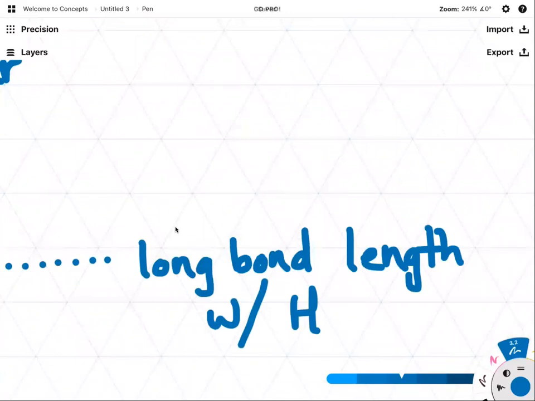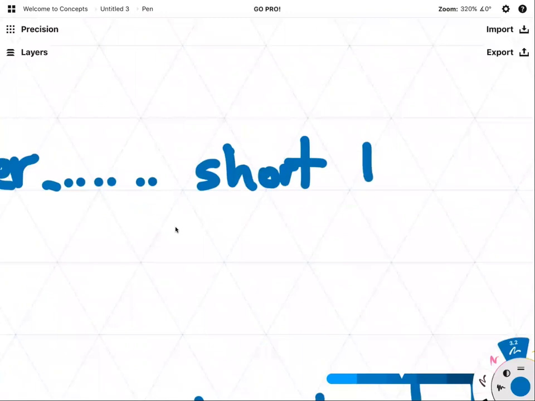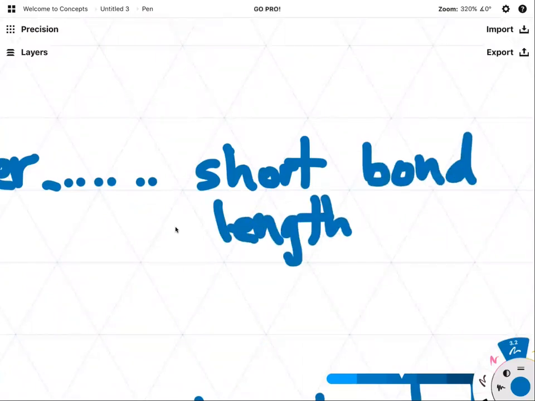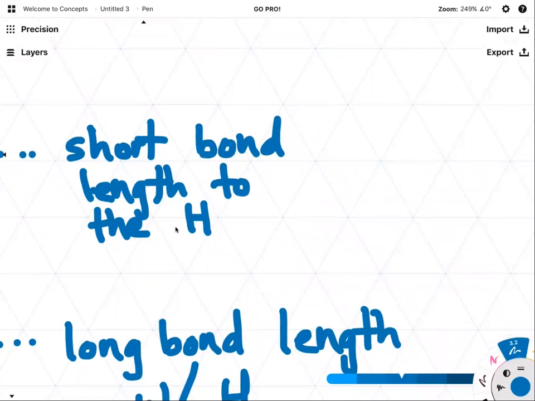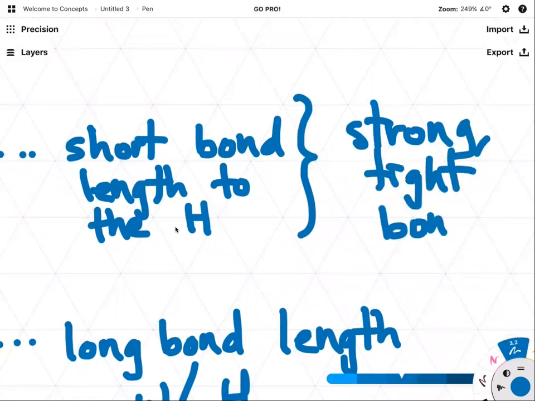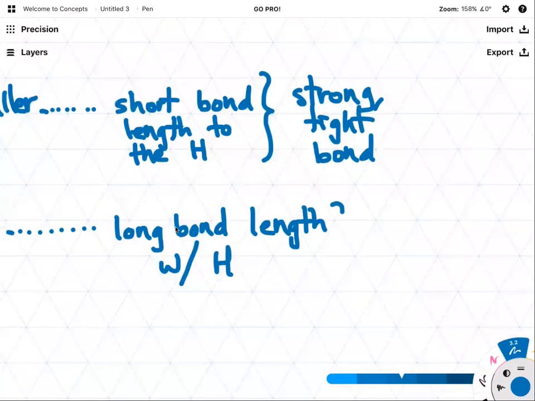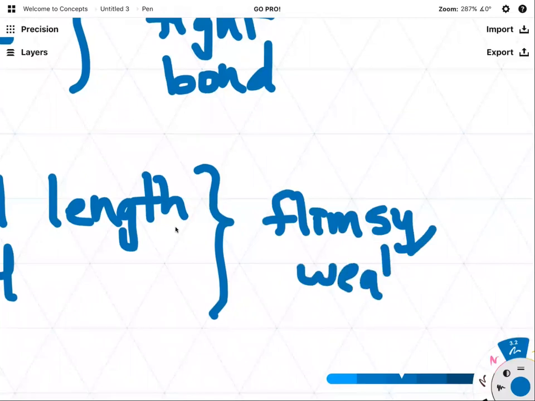So the thing you're bonded to is a hydrogen. And if you're a small atom, you have a short bond length with the hydrogen that's bonded to you. Short bond length means a strong, tight bond with the hydrogen. Long bond length with your hydrogen means flimsy and weak. You can't hold on to your hydrogen very tightly because you're long and strung out. Like a wet spaghetti noodle, it's about to break anyway. That's the number one thing that we look at.